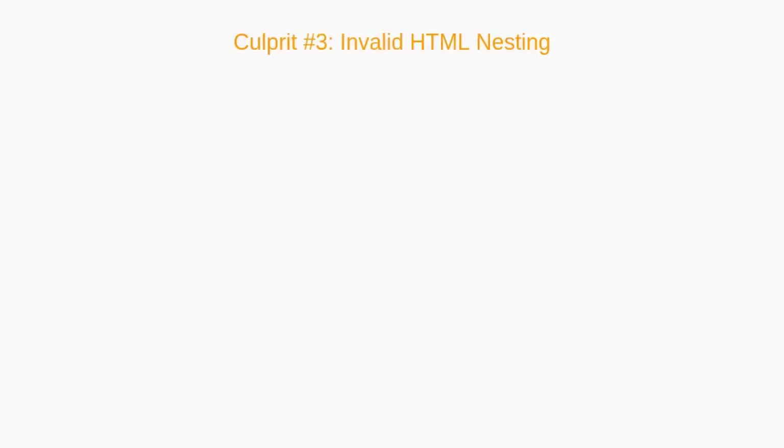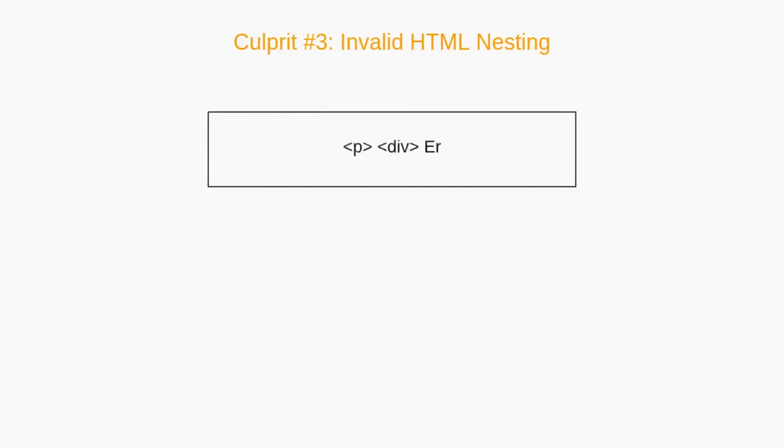Sometimes the issue isn't your data, but your HTML structure itself. Browsers are very helpful. If you write invalid HTML, like putting a div inside a p tag or a div inside a table without a tbody, the browser will fix it for you. It will automatically close the p tag before the div starts. However, React's virtual DOM doesn't do this automatic fixing. React thinks the div is still inside the p.